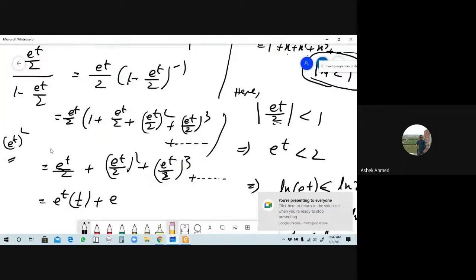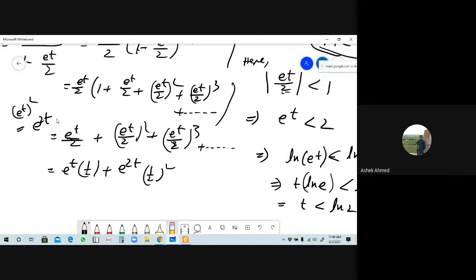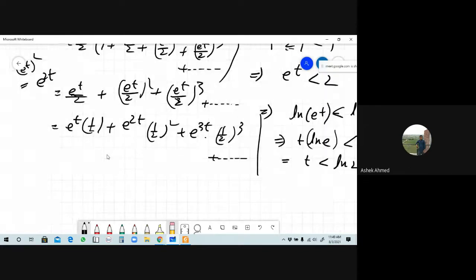E to the power t whole square, what will it be? E to the power 2t, is it right? So yes, the result will be e to the power 2t into (1 by 2) square, whole square. Then below, e to the power t, whole cube, what do we get? This will be e to the power 3t into (1 by 2) whole cube, plus dot dot, equal to, is it right? So from here we can say that this will be the result.